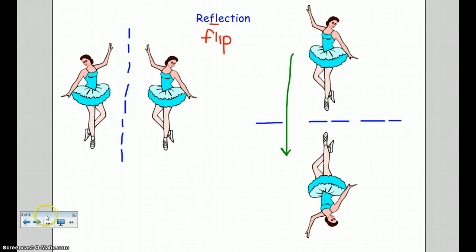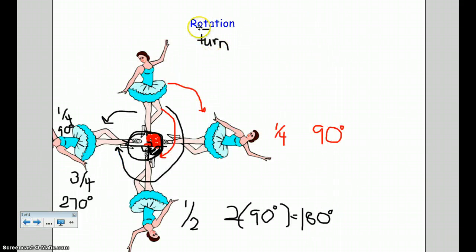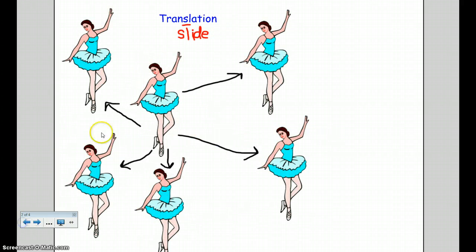So we've got 3 total geometric movements: our reflection or our flip, our rotation or our turn, and our translation or a slide.